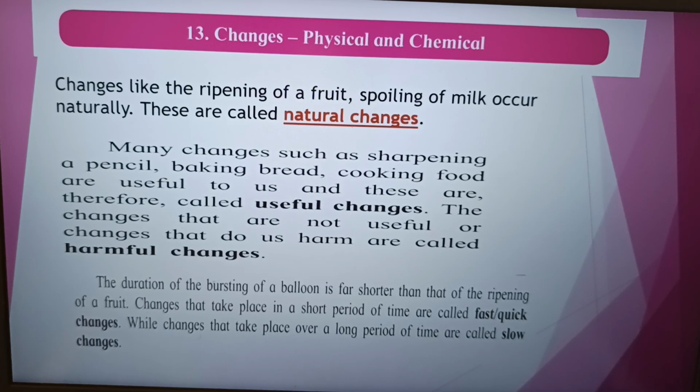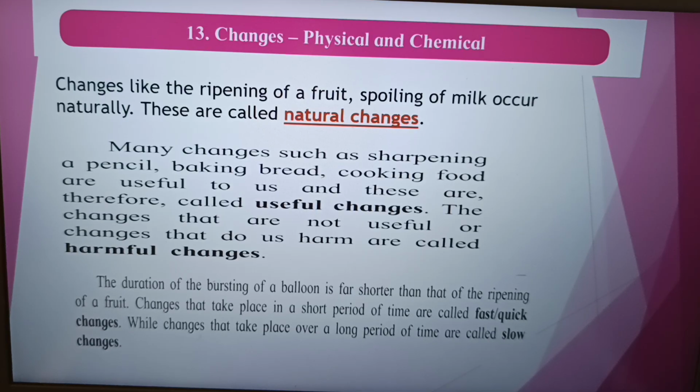In the natural change, there are further types of changes. We are learning this. So first is useful change. For example, you are sharpening a pencil, baking bread, cooking food. These types of changes are useful change. When the food is raw, for example the vegetables, you want to eat them, so if you cook, it is easy to digest and it is useful to us. These all types of changes are called useful changes, which is bringing no harm to us.